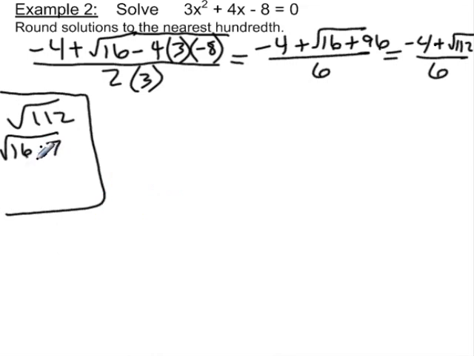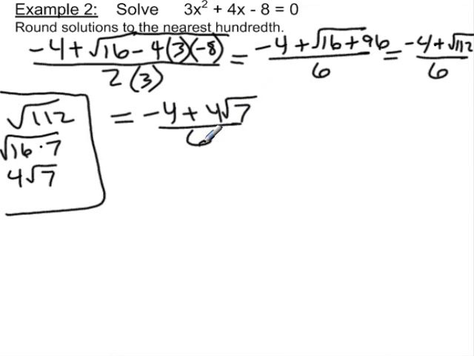All right, now what is the square root of 16? It's 4. Okay, so 4 square root of 7. All right, so now we've reduced that radical. Okay, so let's continue with our problem like we had it. We had negative 4 plus 4 square root of 7.